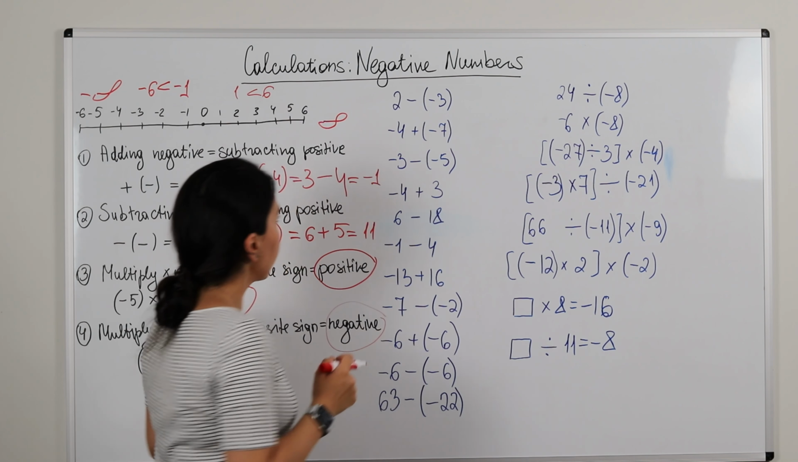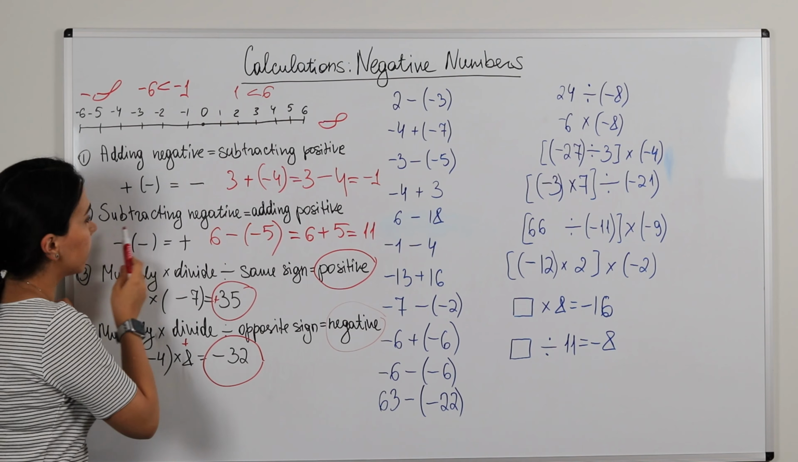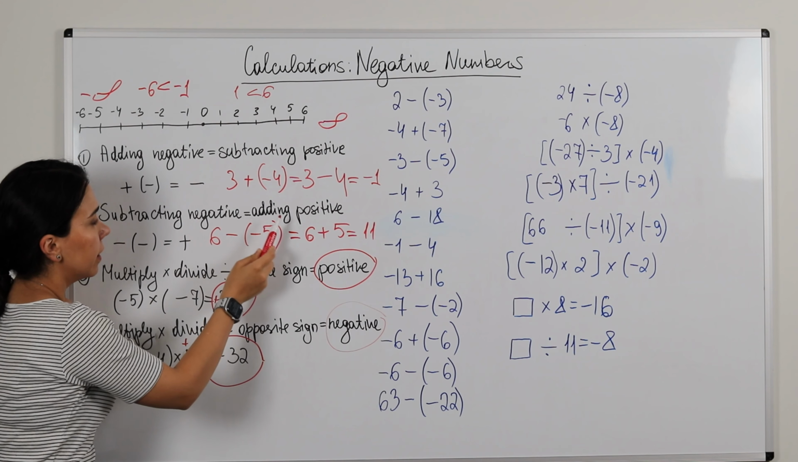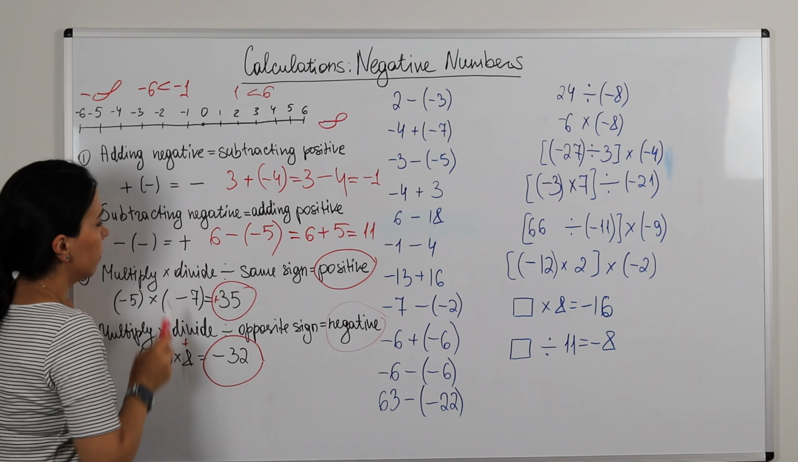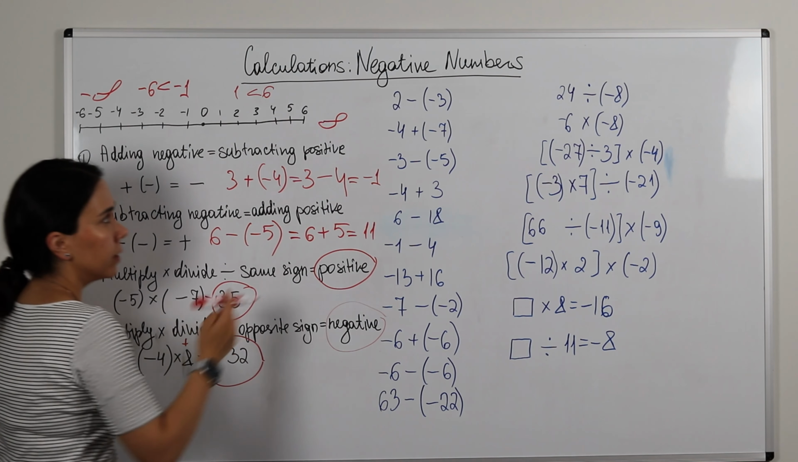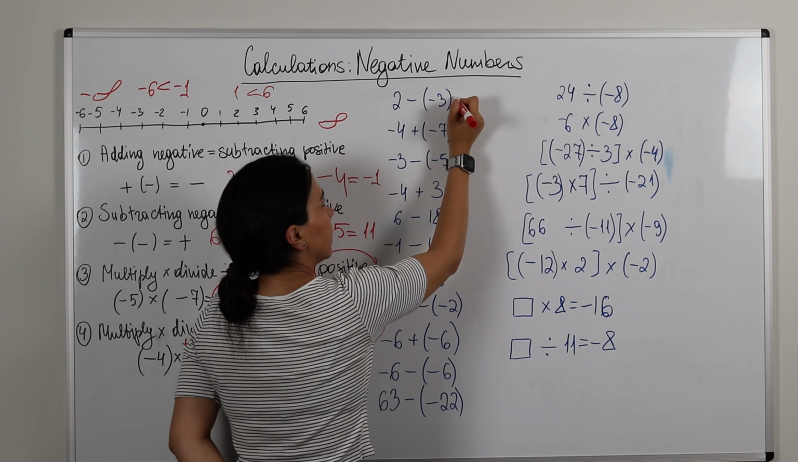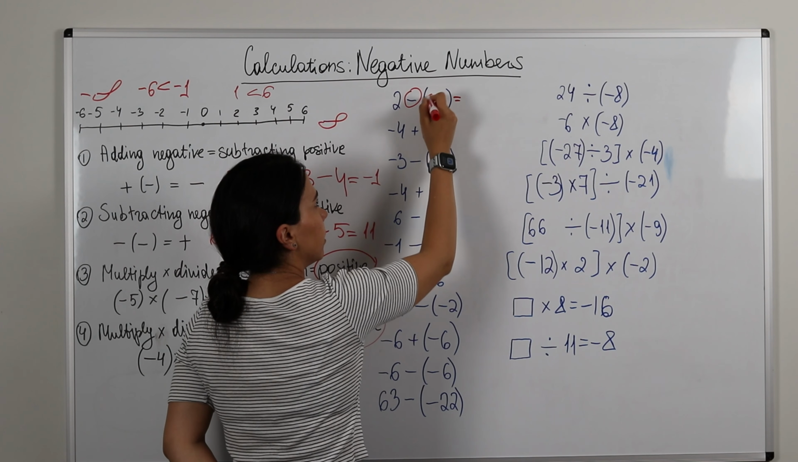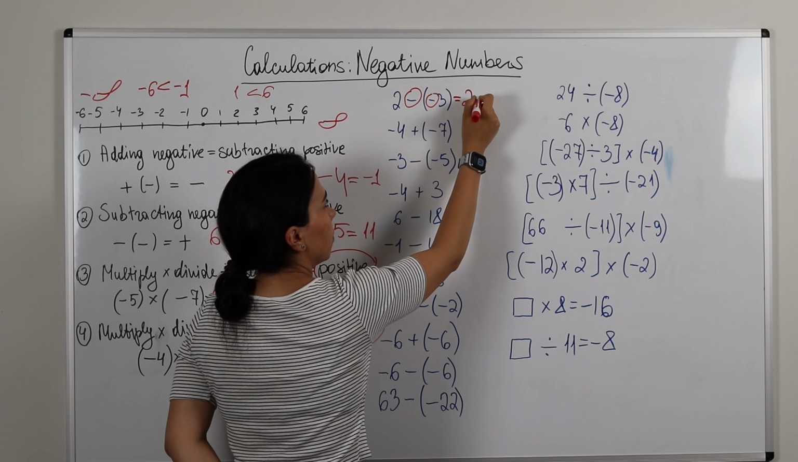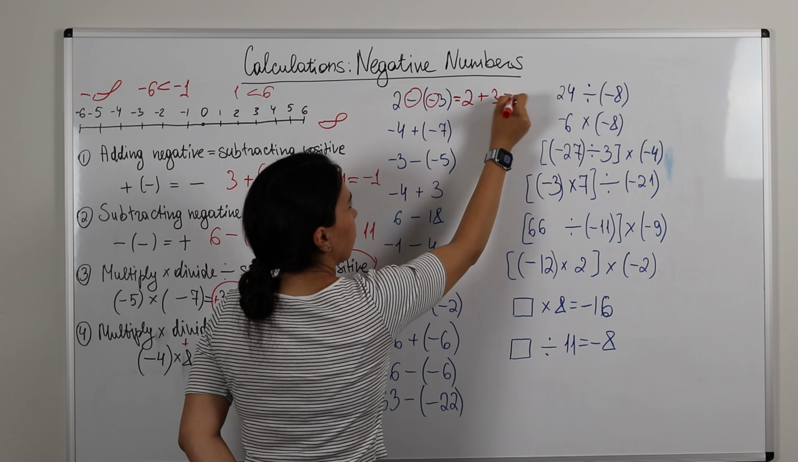2 minus minus 3. Remember rule number 2. Subtracting negative equals adding positive. Minus minus equals plus. Which means this would be 2 plus 3, which equals 5.